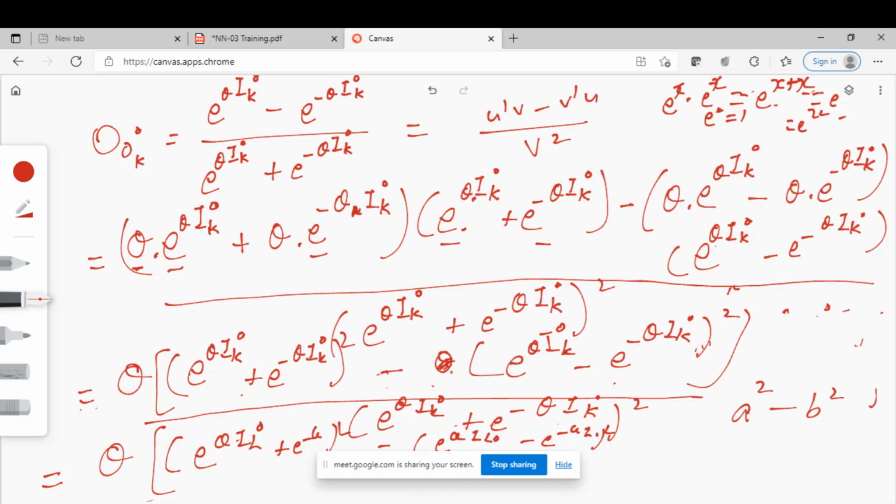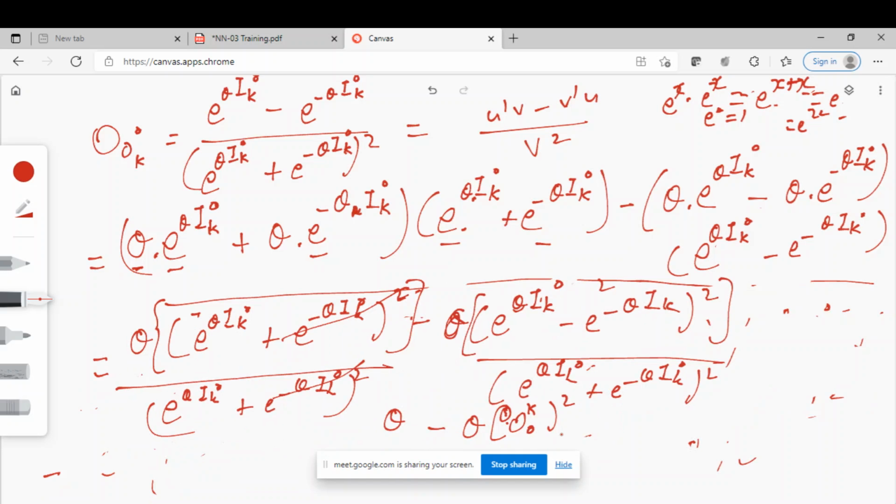Right. So now this equation can be written like this. We can take theta common out. Then we can say this is 1 minus ok squared. Sorry, the square is only for this ok. So 1 minus ok squared. But still, we are somewhat close. Now take this part alone: theta into 1 minus ok squared.